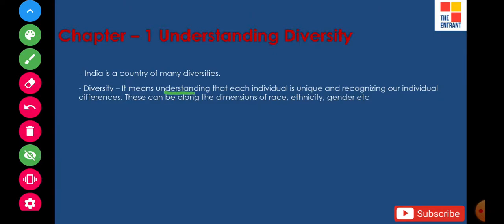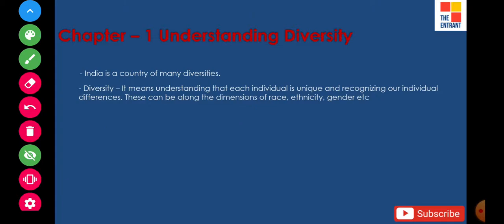Diversity means understanding that each individual is unique and recognizing our individual differences. These can be along the dimension of race, ethnicity, gender, etc. So, as we see people of different religion, culture, people who speak different languages around us, we can call our country a country of many diversity. With diversity comes many inequalities.